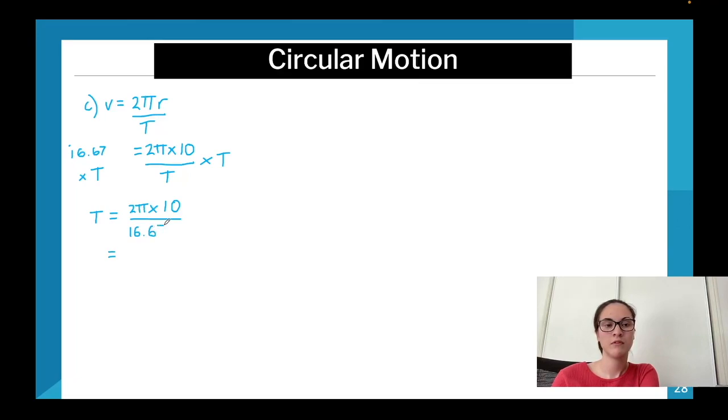Alright, hopefully that's a bit of a better answer. So back in radians. Not that it really makes a difference, at least for this question, for some reason. Times 10 divided by 16.67, and hopefully we get a better answer. There we go. It takes 3.74 seconds, and that looks a lot better than 0.38.